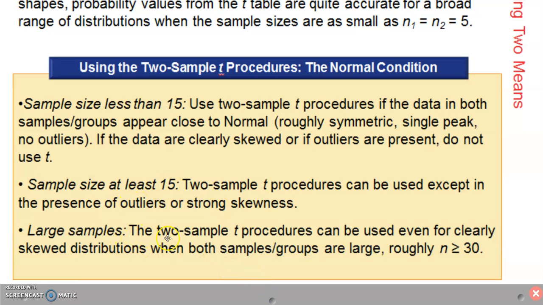And then large samples, if it's more than 30, we can use t-procedures for things that are clearly skewed or outliers when both sample sizes or experiment groups are large, and that we're defining that as greater than or equal to 30.